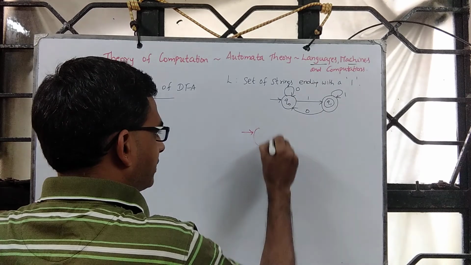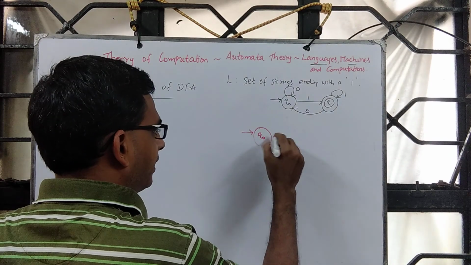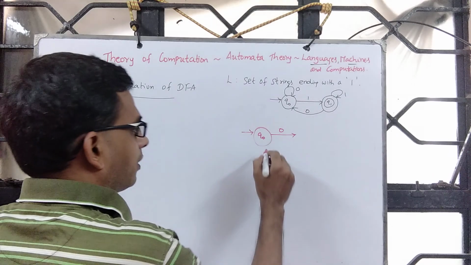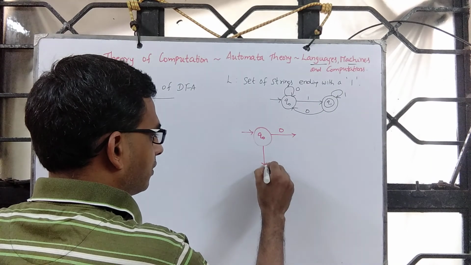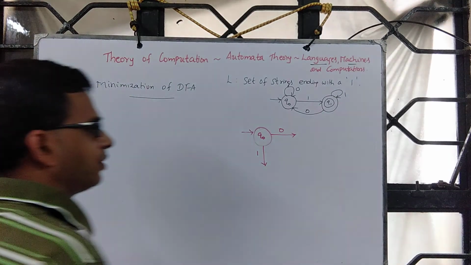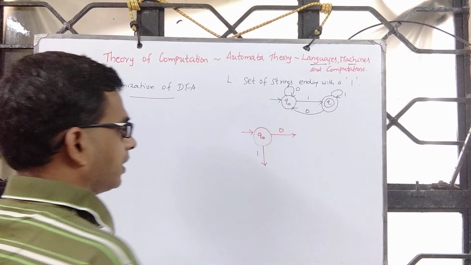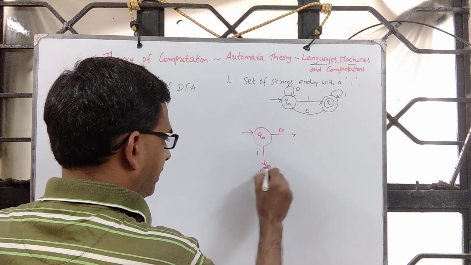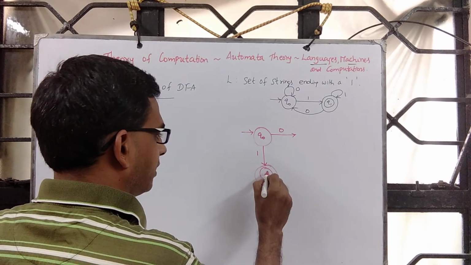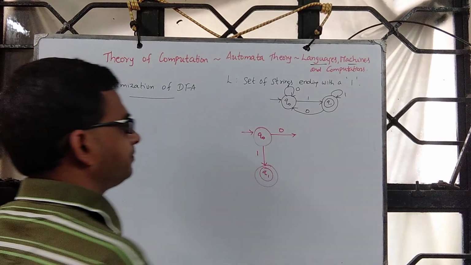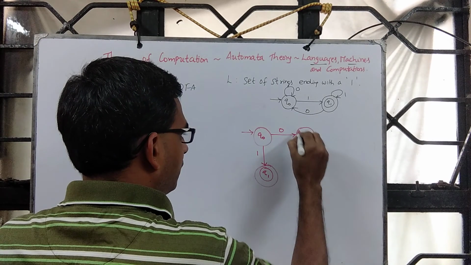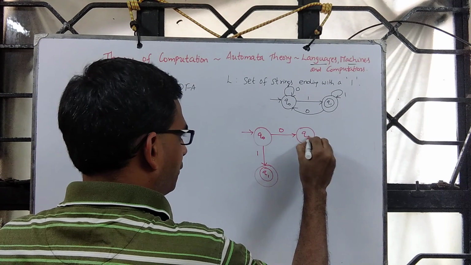So what we can do is the following. On reading a 0, what is it that we can do? On reading a 1, what is it that we can do? What I do, when I read a 1, I come to this state. Let me call this one Q1. And when I read a 0, I go to this state, say Q2.